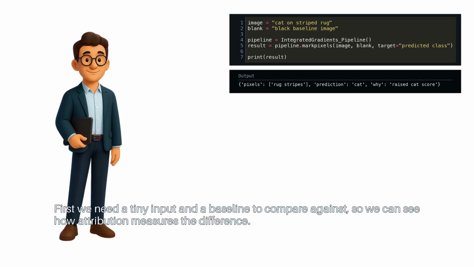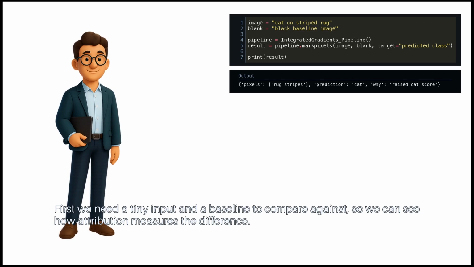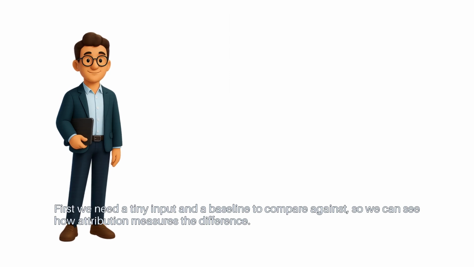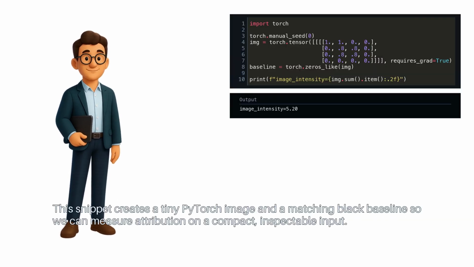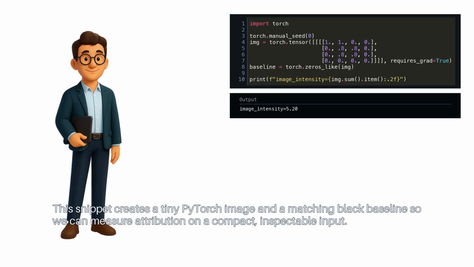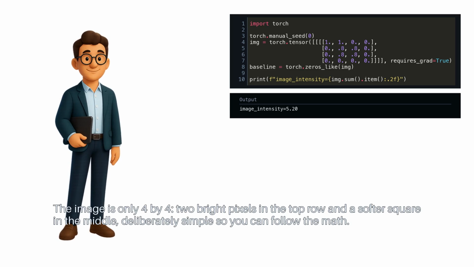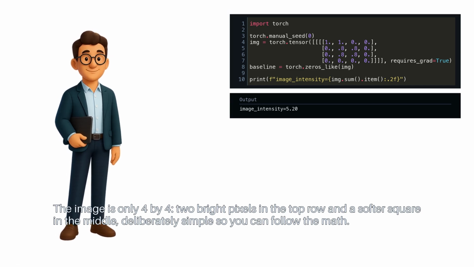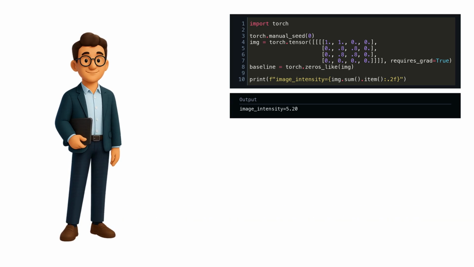First, we need a tiny input and a baseline to compare against, so we can see how attribution measures the difference. This snippet creates a tiny PyTorch image and a matching black baseline, so we can measure attribution on a compact, inspectable input. The image is only 4x4, 2 bright pixels in the top row, and a softer square in the middle. Deliberately simple, so you can follow the math.